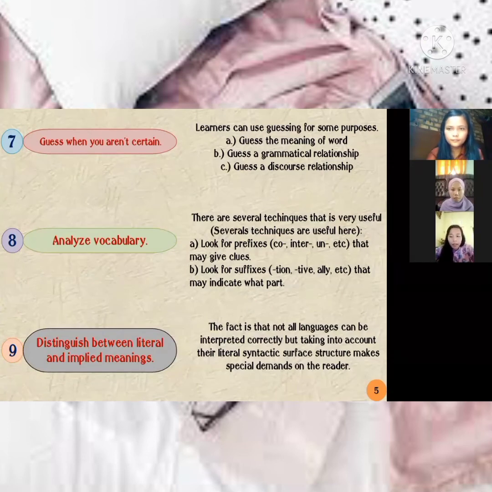Distinguish between literal and implied meanings. The fact is that not all language can be interpreted correctly, but taking into account their literal, syntactic, surface structure, and other domains.